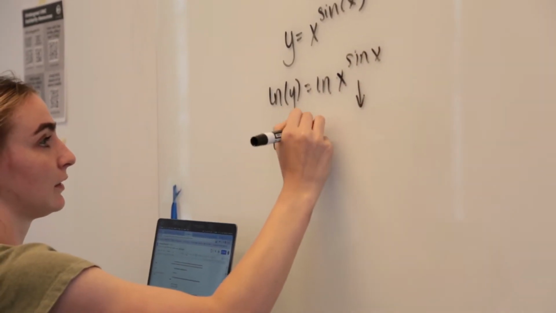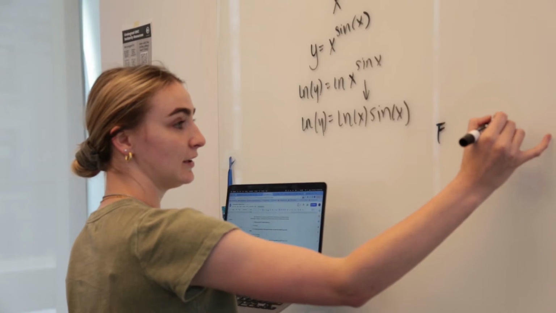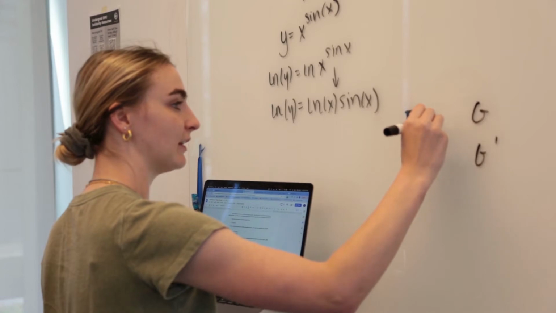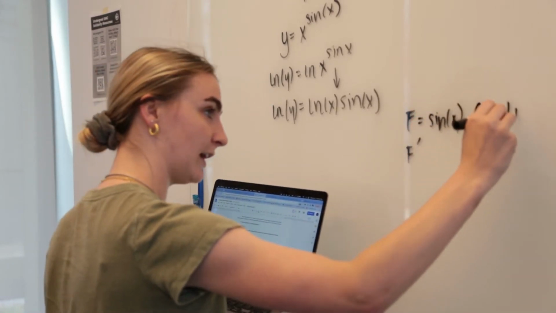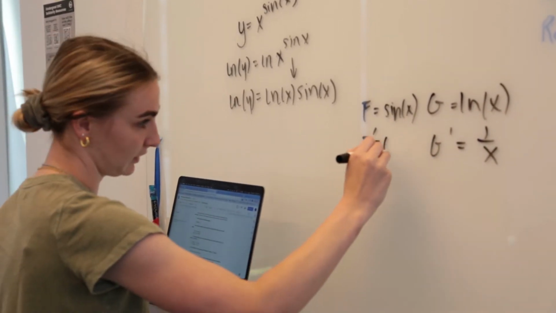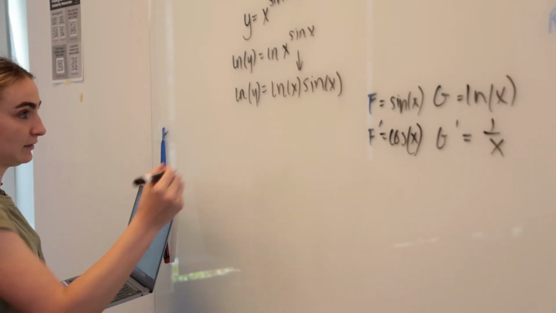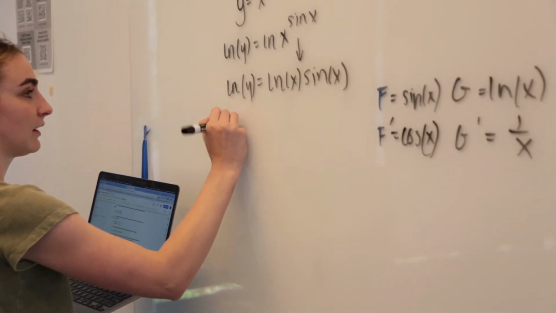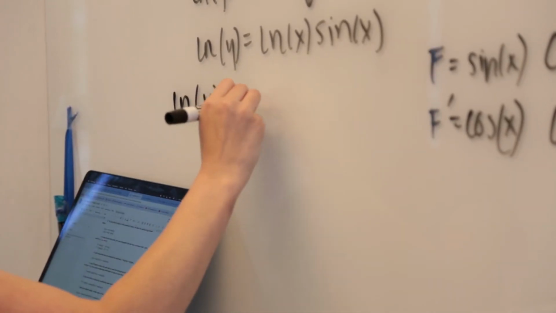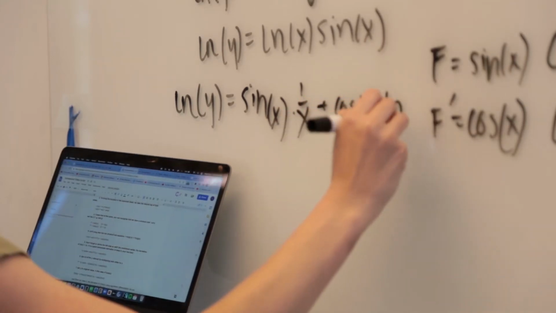So we can use our old tools where we have f and g and then f prime and g prime. We have f as sine of x, and g is ln of x. And g prime is 1 over x, and f prime is cosine of x. And then the next step is we're going to just plug that into our equation. So we have ln of y, and then the product rule, which is sine of x times 1 over x plus cosine of x times ln x.